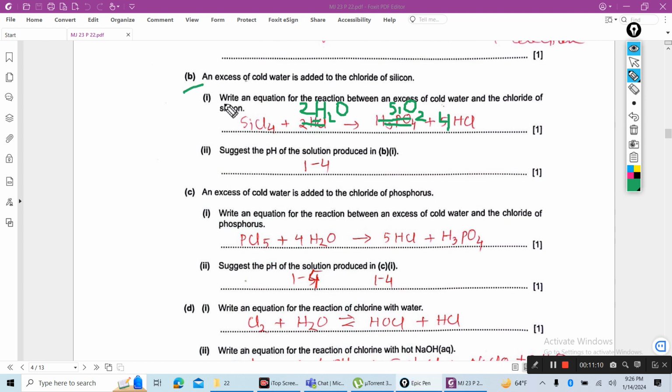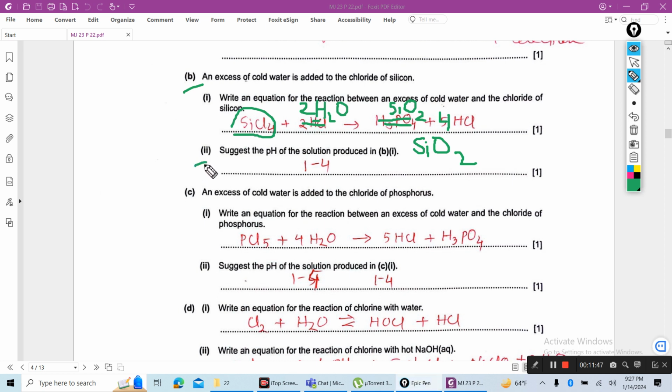Question B1. Write an equation for the reaction between an excess of cold water and chloride of silicon. Chloride of silicon means silicon tetrachloride. So silicon tetrachloride reacts with cold water, 2 moles of H2O, to form silicon dioxide, SiO2, plus 4 moles of hydrogen chloride gas.